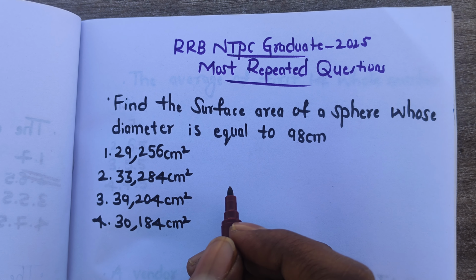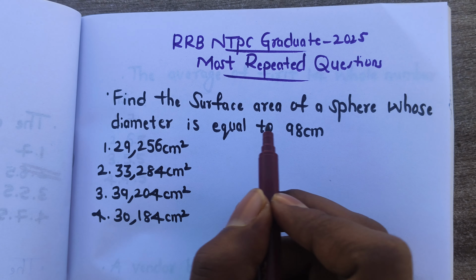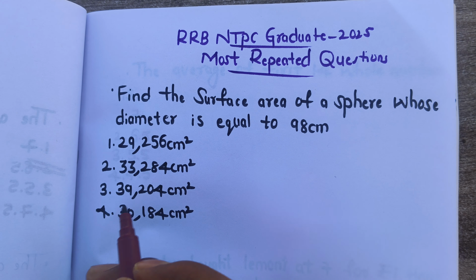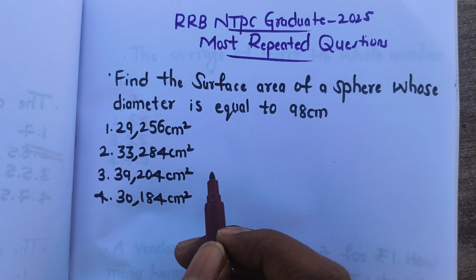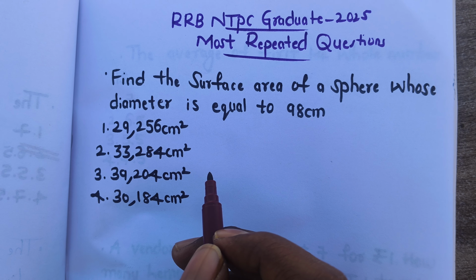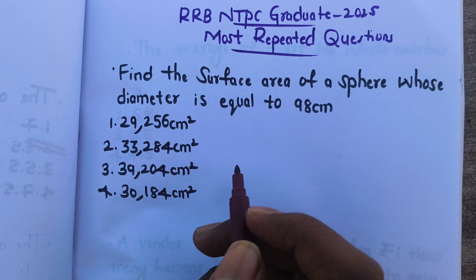RRB NTPC Graduate 2025 most repeated question. First question: Find the surface area of a sphere whose diameter is equal to 98 centimeter.